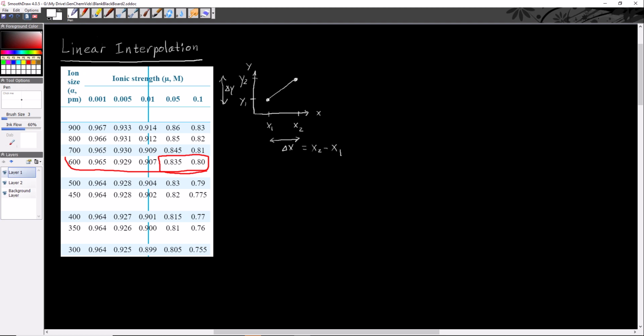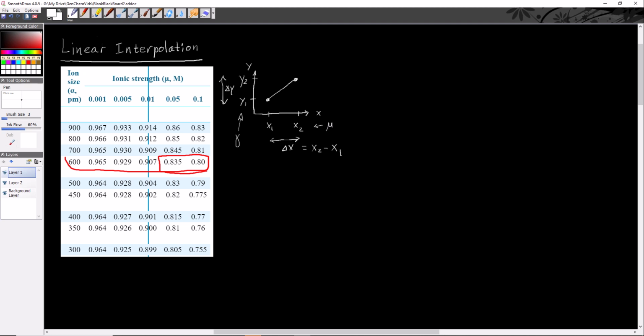I drew a little axis here that shows 2 points. We're going to imagine that you can connect a straight line between those 2 points. We know what the y value is at this point x1. Let's say that x for us is going to be the ionic strength. So we know the value at x1, which is 0.05, and the y value there is 0.835. We also know it at x2, which is 0.1, where the value is 0.8. Sorry, these are the ionic strengths, so x is 0.05 and 0.1. The y values would be the gamma values.